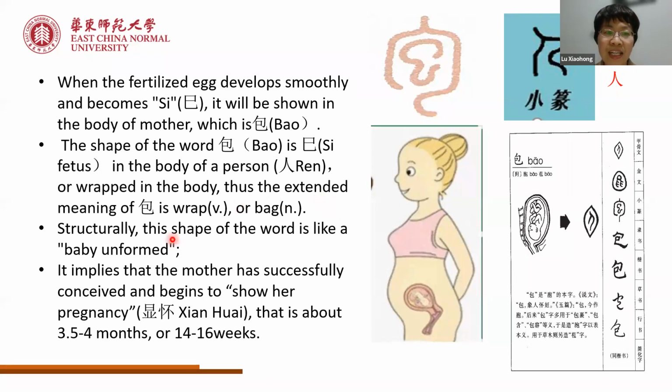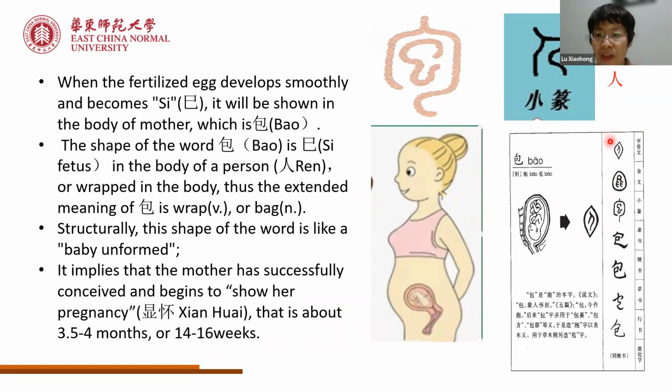So thus the extended meaning of 包 means wrap as a verb or bag as a noun. Structurally, this shape of the word is like a baby unformed. And it also implies that the mother has successfully conceived and begins to show her pregnancy. In Chinese, that's 显怀. So that's about 3.5 months or 4 months, or 14 to 16 weeks.